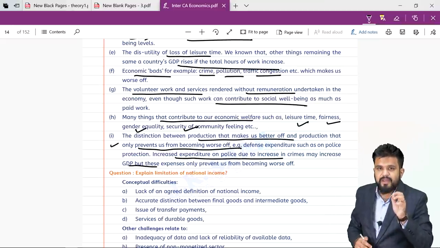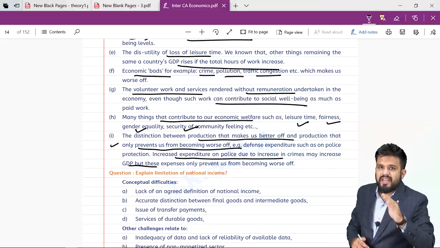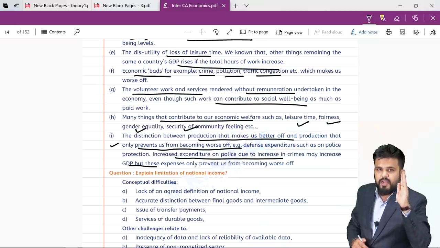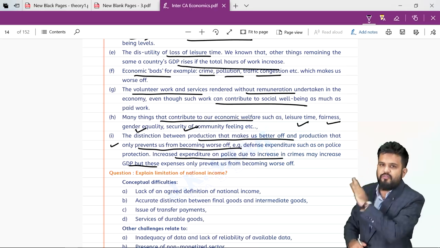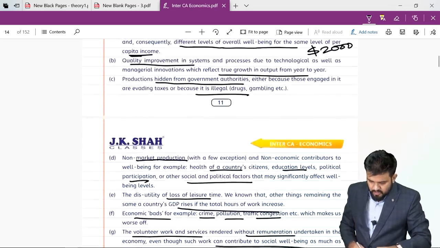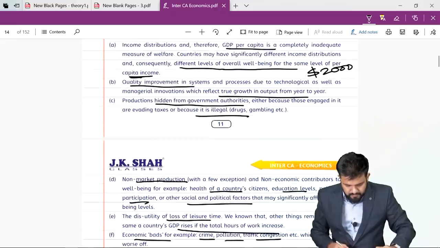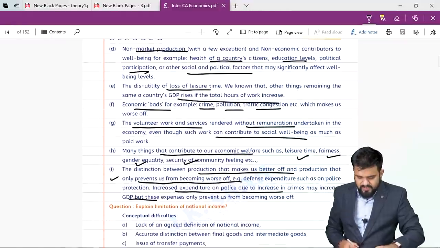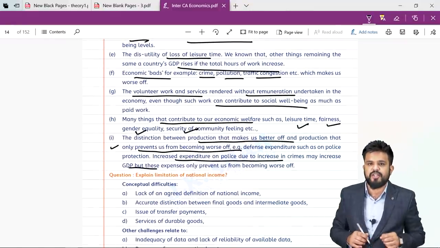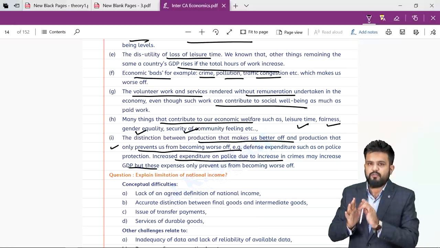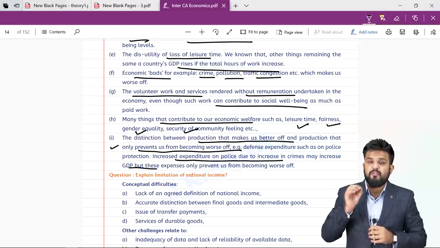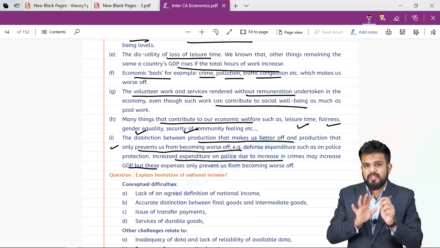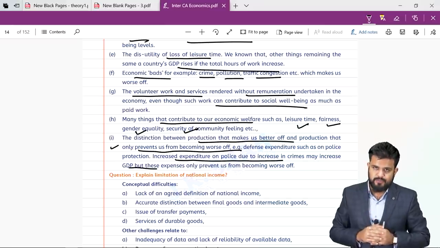So your GDP rises, but there is no direct welfare to the people. It only prevents people from making situation worse off. That's it. So there are 1, 2, 3, 4, 5, 6, 7, 8, 9, total 9 points. For 2 marks, 5 to 6, I have already told, 5 points sounds good. For 3 marks, 7 points, maximum 8 points.